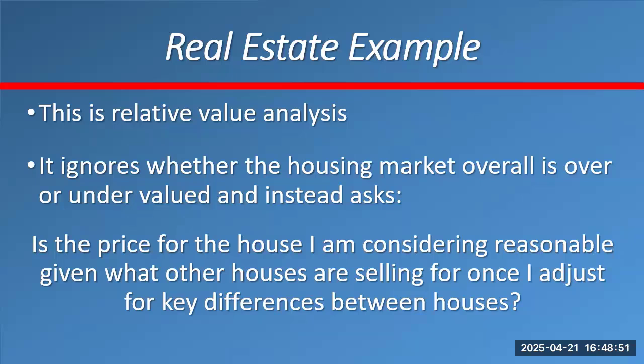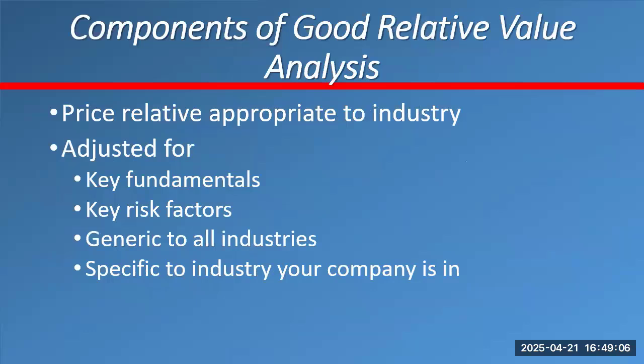So is the house I'm buying reasonable given what other houses are going for, once I adjust for those key differences? That's exactly what we're doing with stocks. Is this stock price reasonable once I adjust for all the things I care about? We'll talk about the things that we care about. So for our price relative work, first it's got to be appropriate to the industry, but you've got to adjust for fundamentals. You've got to adjust for risk. You can do things that are generic for all industries, but the more specific you can get to your industry, the better.